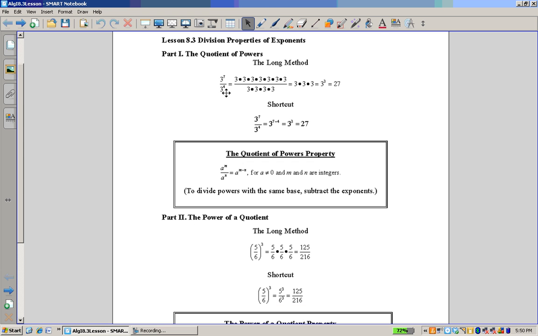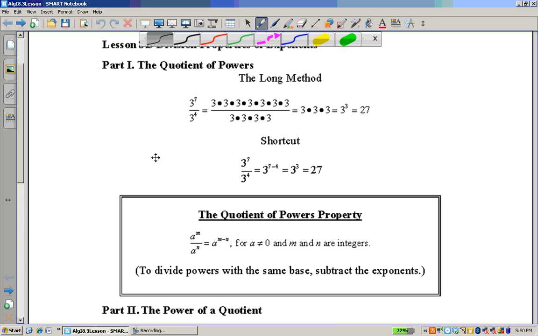First of all, you can see that as we go through, say 3 to the 7th divided by 3 to the 4th. What's happening is this is actually repeated multiplication, so you're just going to have some things to divide out. 3 divided by 3 is 1. 3 divided by 3 is 1. Again, 1. Again, 1. So you end up with these 3 3s, or 3 to the 3rd power. The shortcut is just to simply subtract them, or to realize that there's 3 more 3s on the top in the numerator than on the bottom, the denominator.